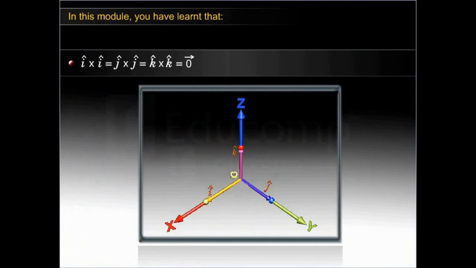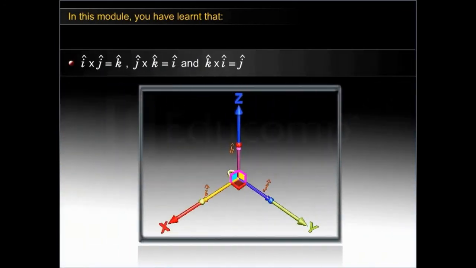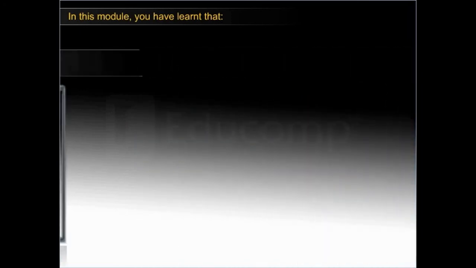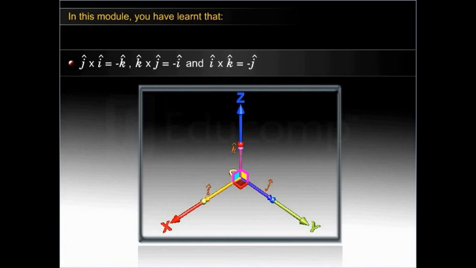i cap cross i cap is equal to j cap cross j cap is equal to k cap cross k cap is equal to 0 vector. i cap cross j cap is equal to k cap, j cap cross k cap is equal to i cap, and k cap cross i cap is equal to j cap. j cap cross i cap is equal to minus k cap, k cap cross j cap is equal to minus i cap, and i cap cross k cap is equal to minus j cap.